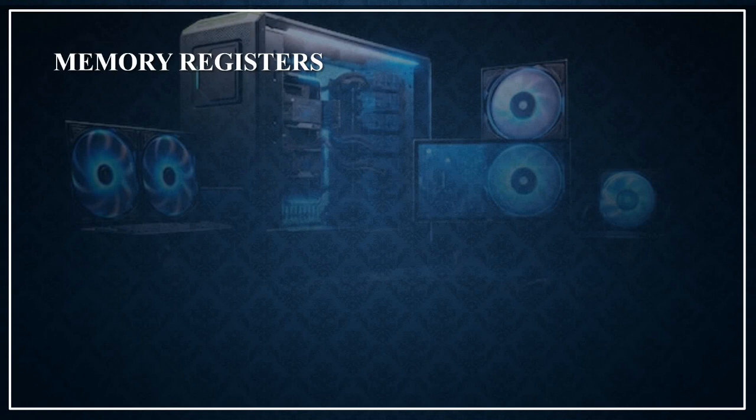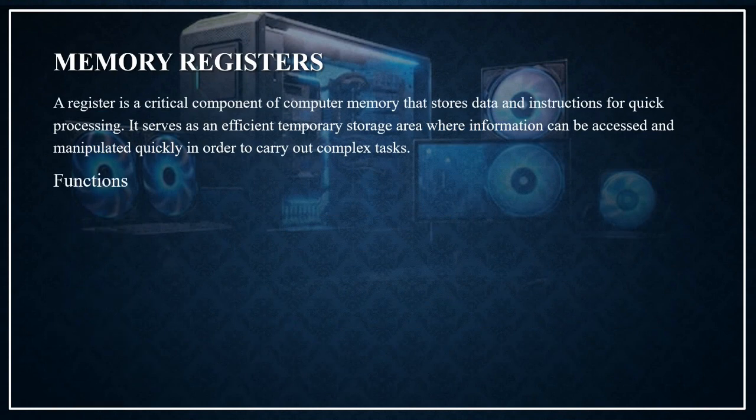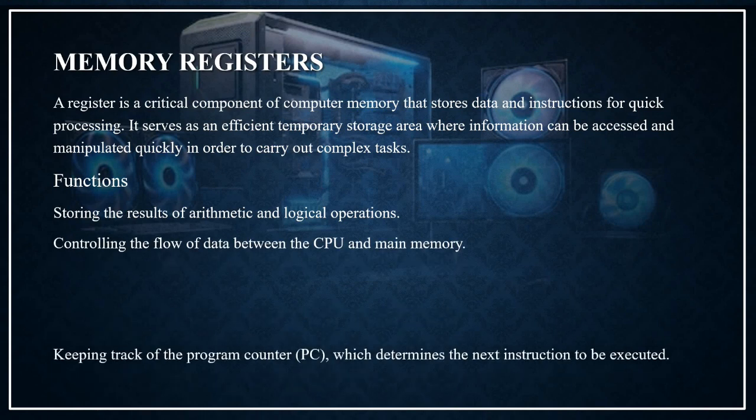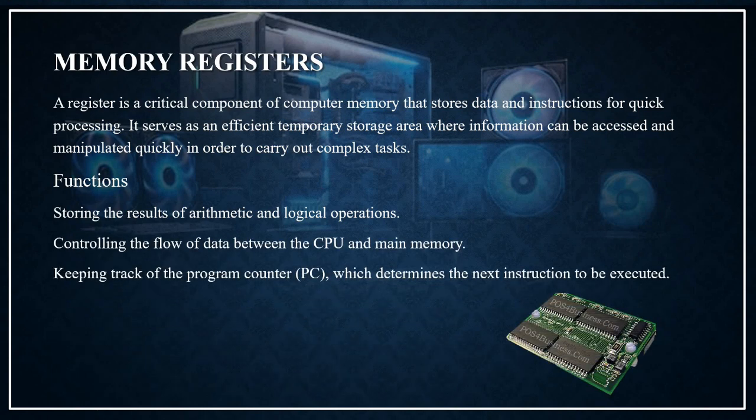Memory registers. A register is a critical component of a computer memory that stores data and instructions for quick processing. It serves as an efficient temporary storage area where information can be accessed and manipulated quickly in order to carry out complex tasks. Its functions: storing the results of arithmetic and logical operations, controlling the flow of data between the CPU and main memory, keeping track of the program counter, which determines the next instructions to be executed.